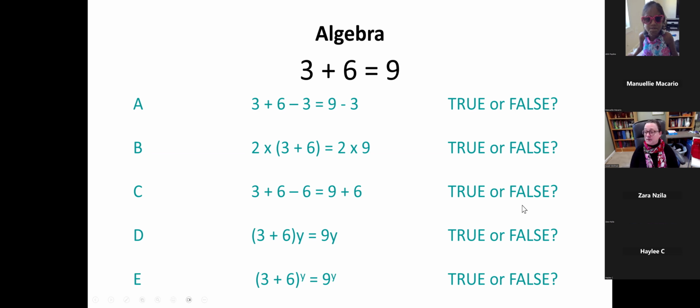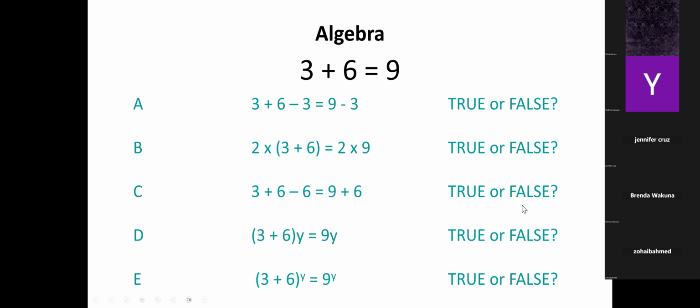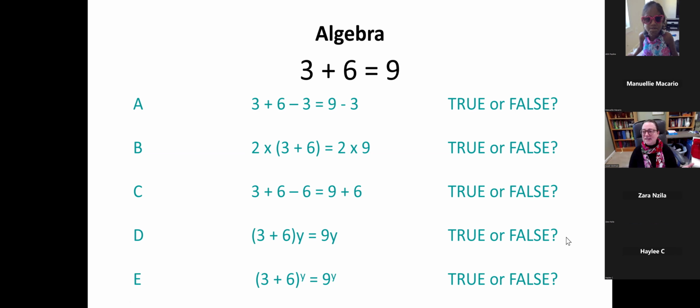That one's a little trickier, isn't it? All right. We've got a lot of no votes on this one. Why is that one not? I mean, it looks almost true, doesn't it? What's going on with this one?